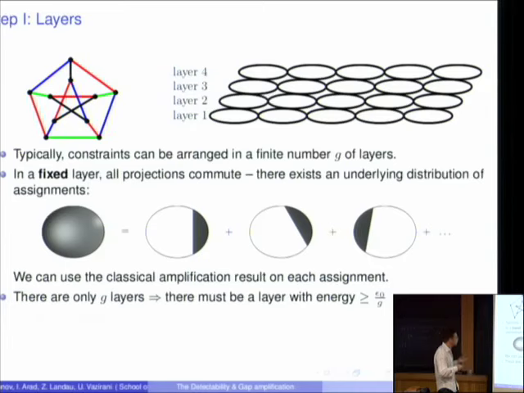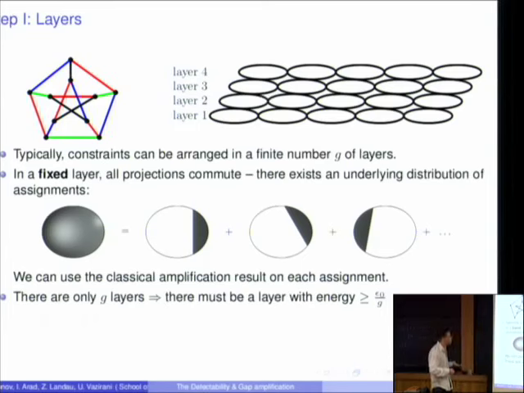Now, the advantage of working with layers is that if we fix our attention to one layer, then these constraints don't touch each other. It means that these projections actually commute. Therefore, if you only focus on these and completely forget the rest of the system, then a quantum state does give us an underlying distribution of classical assignments to that layer. In other words, if we only focus on one layer, the system becomes equivalent to an ensemble of classical systems. So the idea is that maybe we can use the classical amplification result on each one of the members independently. All we have to do is pick a layer in which this amplification will be strong enough, and this hopefully will push the entire system up.